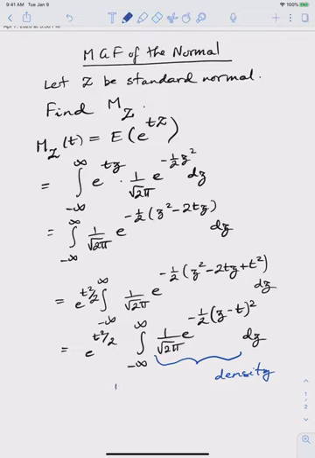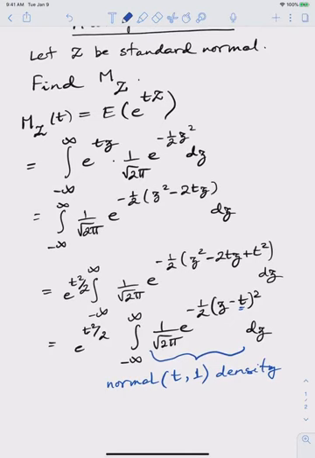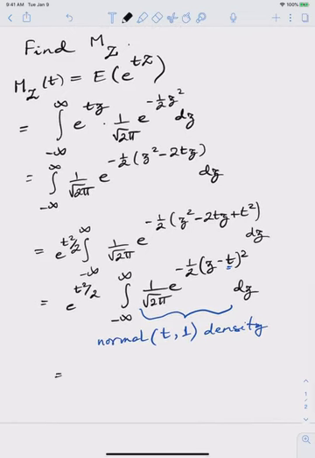Which normal? We can spot the mean. So the variable is z. t is the constant. There's your mean. And the SD, in the normal density, you see a 1 over root 2 pi sigma, and then a variable minus mean over sigma, and you're not seeing it, because it's 1. Whatever it is, it's a density. And if you integrate a density over the entire line, what do you get? You get 1. And so I still have my e to the t squared over 2 times 1, which is e to the t squared over 2.